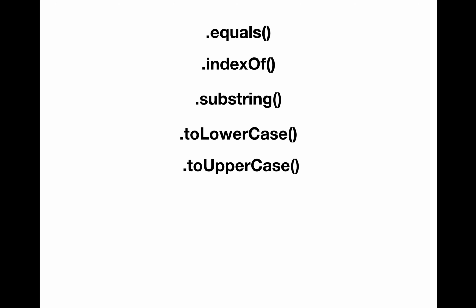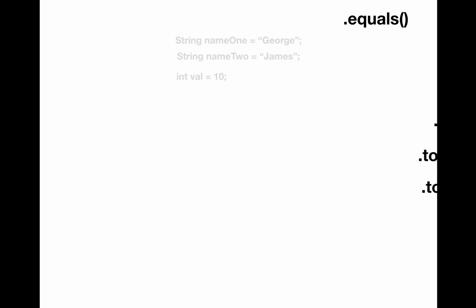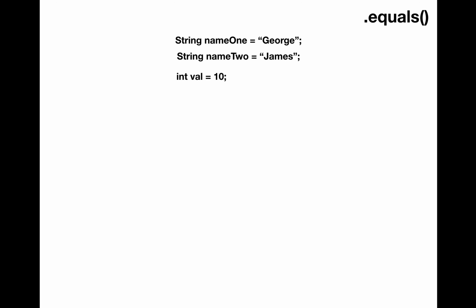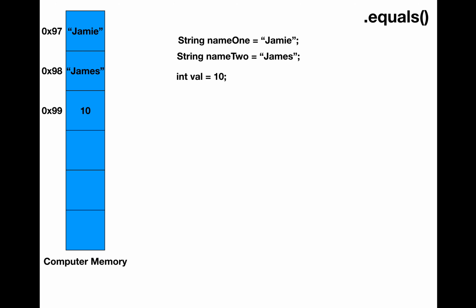Let's move on to string methods. Now we're going to look at 5 different string methods: dot equals, indexOf, substring, toLowerCase and toUpperCase. We're going to start with dot equals. Before we get into dot equals, we're going to look at equals equals. Like, why could you not use equals equals with strings?